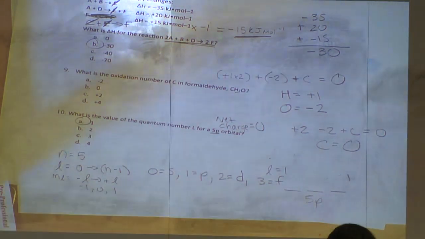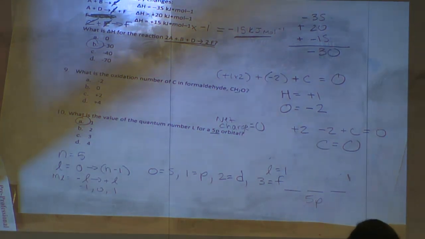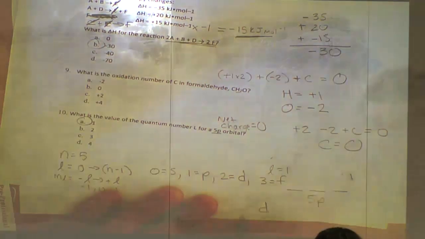Those are correlated. So if your L equals 2, you're going to have more orbitals because ML will go from negative 2 to 2. And when L equals 2, what is that? Is that S, P, D, or F? D. If we draw a D, how many lines would I draw above it?